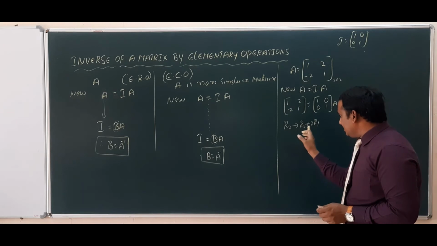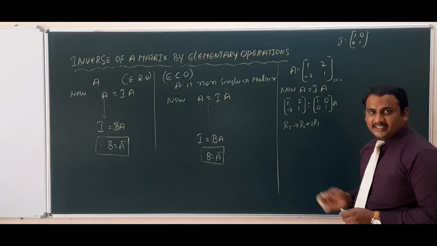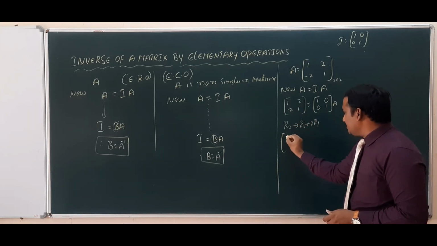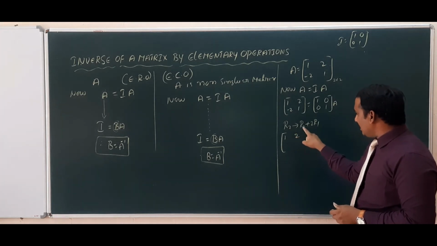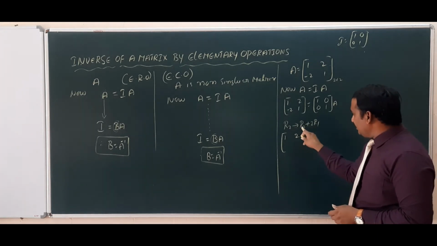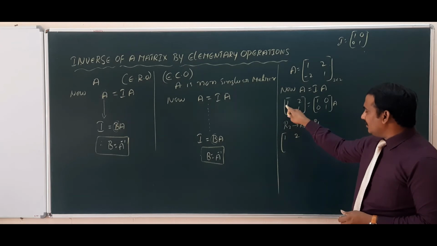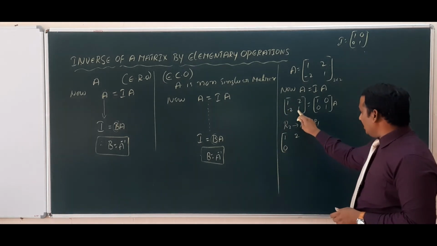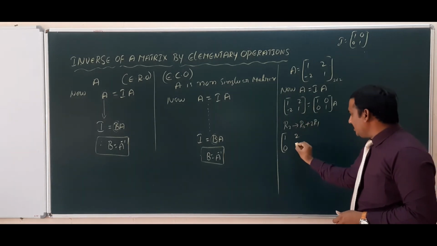Whatever operations you write here, you have to apply to both sides, left side and right side. Now you see the first row has no changes: 1 and 2. Second row, I am writing R2 implies R2 plus 2 R1. Wherever R2 is there, you apply the operation R2 plus 2 into R1. Minus 2 plus 2 into 1, minus 2 plus 2 value is 0. Next, R2 second entry: 1 plus 2 into 2; 2 into 2 is 4; 1 plus 4 value is 5.